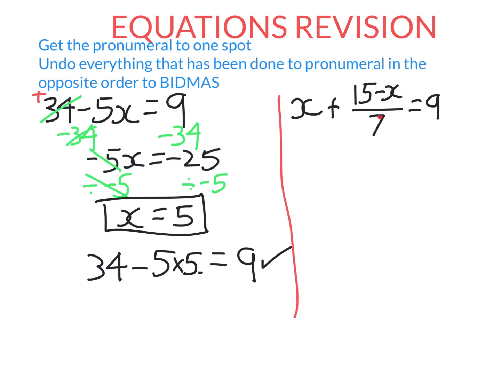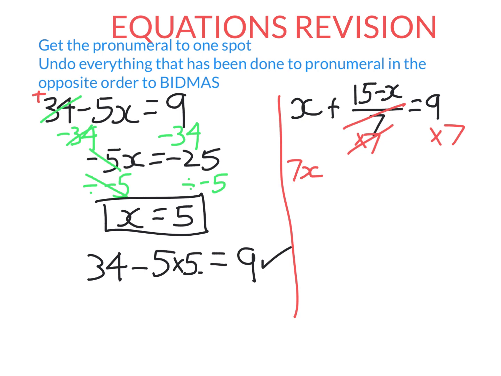All right, let's look at this example here. So here we have a fraction. So to get rid of the fraction, to undo dividing by 7, I'm going to times by 7. But when you times one side by 7, you must times the other side by 7. Now, when I times this side by 7, I have to times everything by 7. I have to times the x by 7. I have to times the fraction by 7.